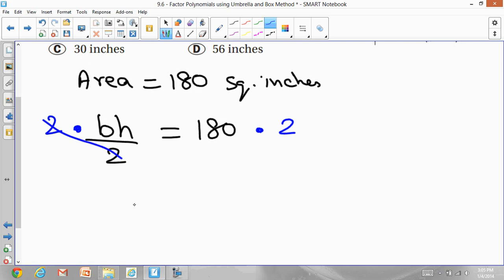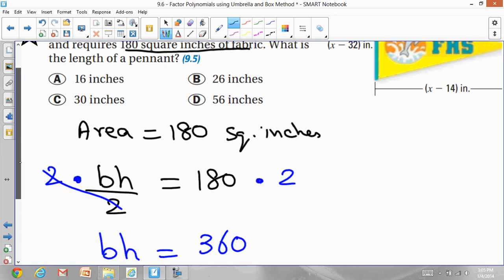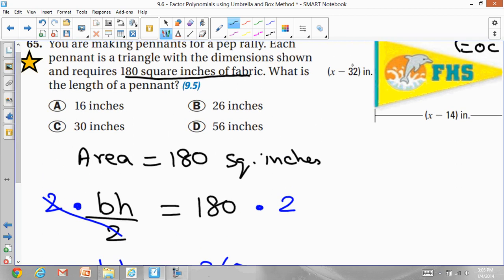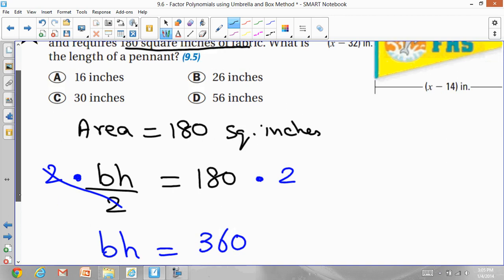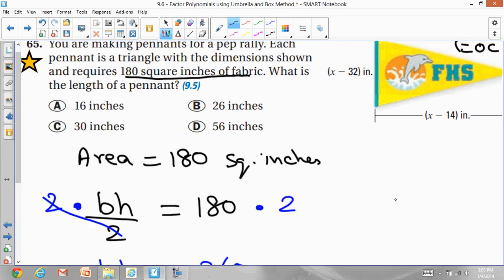So the 2 and the 2 cancel out, and you get BH equals 180 multiplied by 2, which is going to be 360. Once you get the formula to look as simple as this, now you're looking at the base. The base is x minus 32. So I'm going to write my b is x minus 32, and my height or my length in this case is x minus 14.